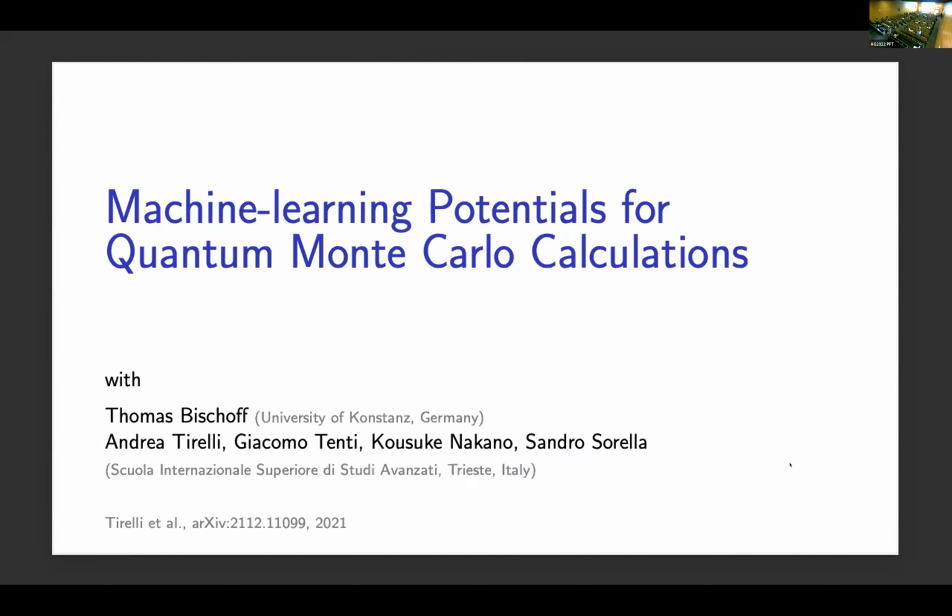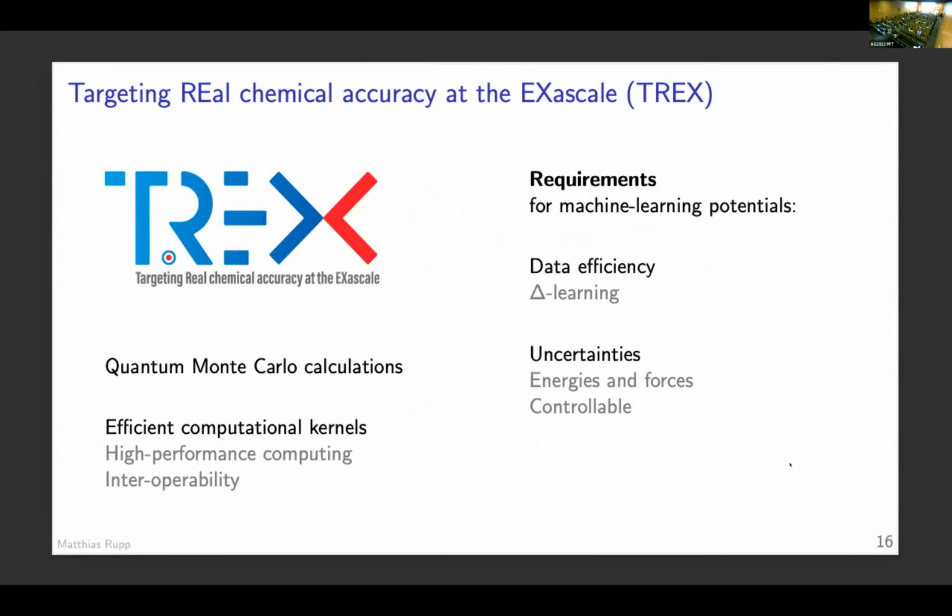So we have also a project, maybe I can briefly mention it in the context of this European Center of Excellence on targeting real chemical accuracy at the exascale. The background here is there's a reference method called quantum Monte Carlo methods. And these are a lot more expensive than DFT calculations, but potentially also more accurate. And they can be parallelized well. So they have been chosen as a guinea pig for the upcoming exascale computing architectures. And yeah, that's what this project is about.